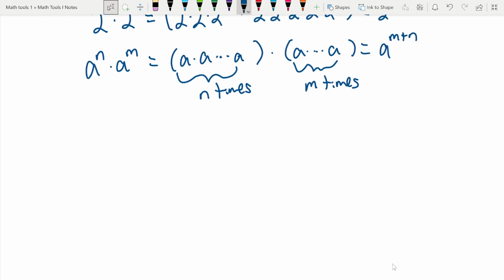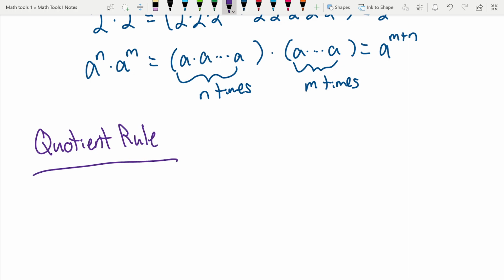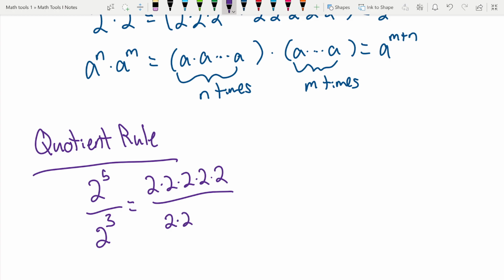Okay, now similar to the product rule is the quotient rule. Naturally we're going to have a rule for division as well. If we start with some concrete numbers and see what the answer happens to be, on the top, we can see this is 2 times 2 times 2 times 2 times 2. And on the bottom, this is 2 times 2 times 2. So we can see how many copies of these cancel out. And then what we're left with is 2 squared.